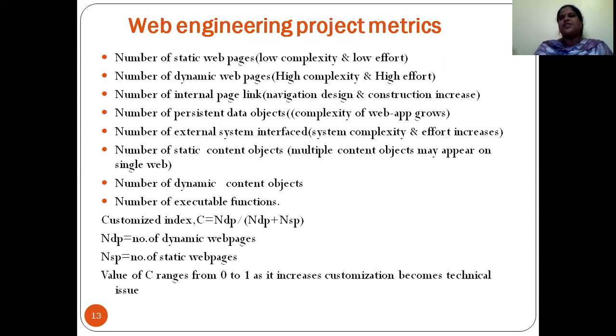Next comes web engineering project metrics. Here you will see the number of static pages, dynamic pages, internal page links, persistent data objects, external system interfaces, content objects, number of dynamic content objects, and executable function points. Here the customization index is C equal to NDP divided by NDP plus NSP, that is, dynamic pages over dynamic plus static web pages. NDP is the number of dynamic web pages, NSP is the number of static web pages. C will be an average from 0 to 1, increasing with the customized technical issue.